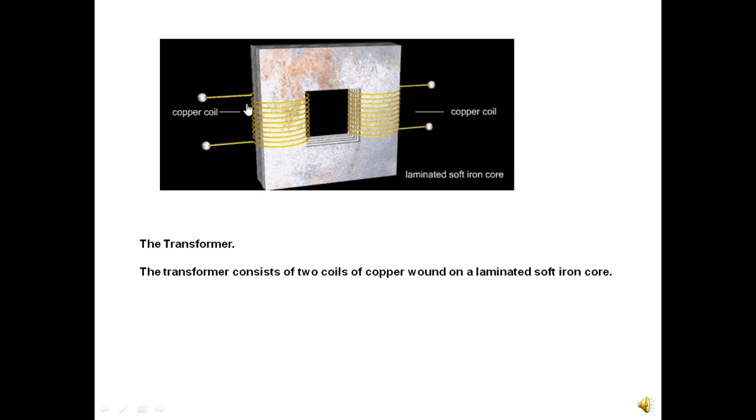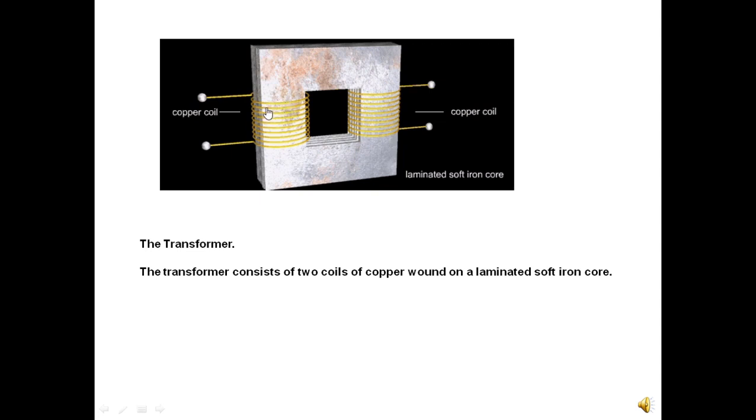So how it works is you put an alternating potential difference across your primary coil. That produces an alternating current through your primary coil. And of course, when you put current through a coil of wire, you get a magnetic field around it. The strength of that magnetic field, the flux density, B, depends on the current. It depends on the number of turns in the coil as well, but it depends on the current.